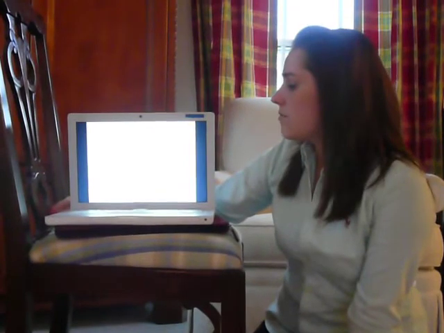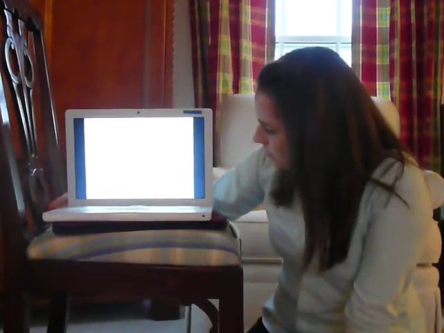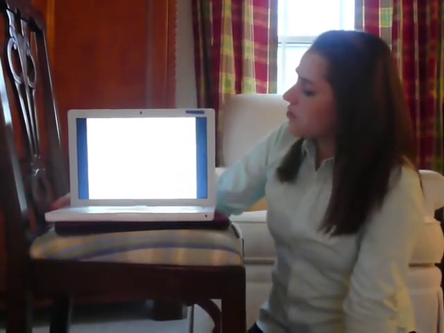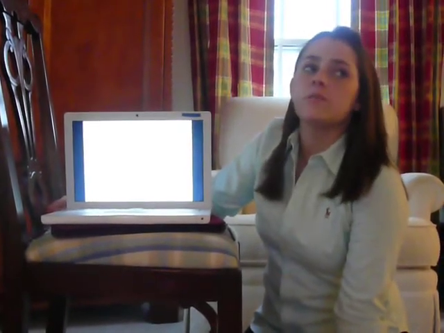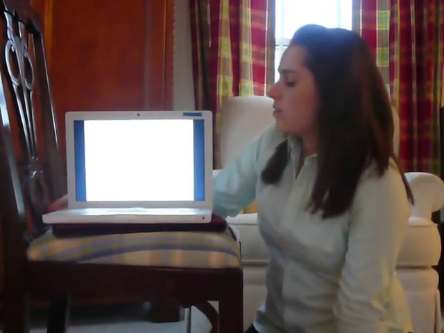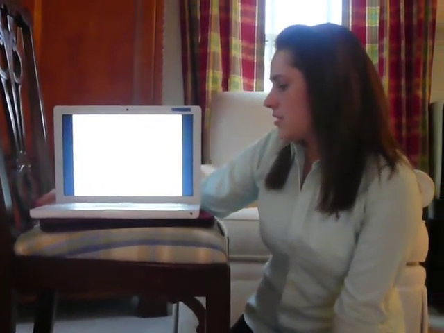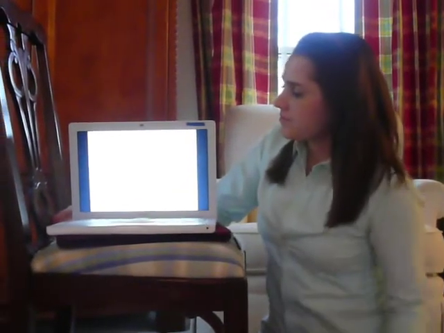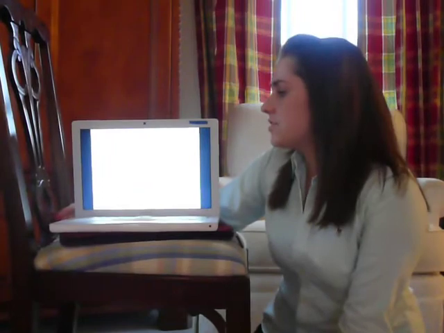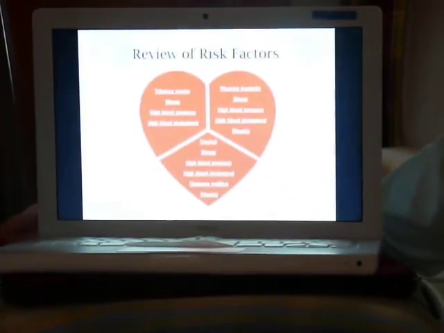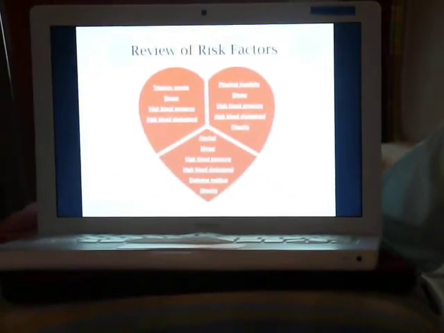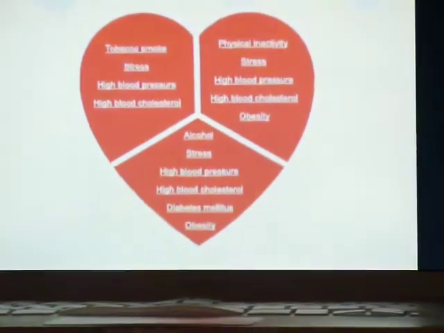This includes low sodium and less saturated and trans fat. It's also important to be aware of the family history you have when you're looking at your health factors, and be willing to make a lifestyle change to decrease your risk factor of heart disease. A review of risk factors include tobacco, stress, high blood pressure, high cholesterol, physical inactivity, obesity, alcohol, and diabetes.